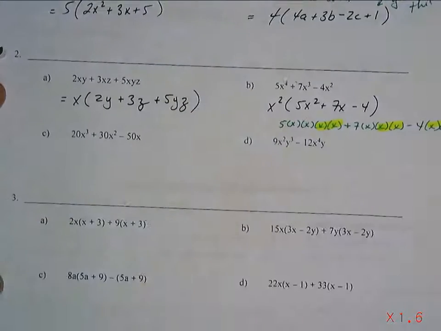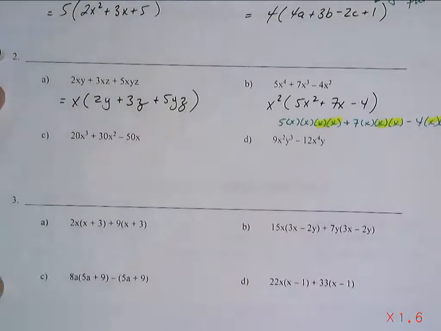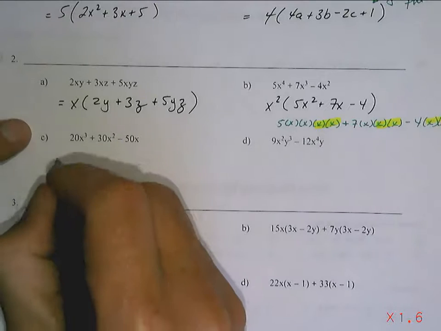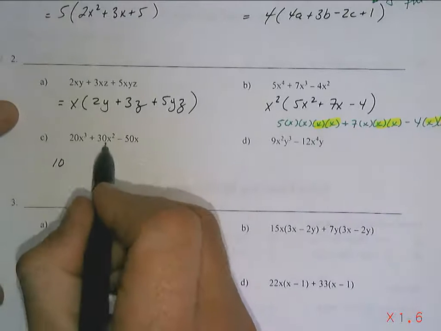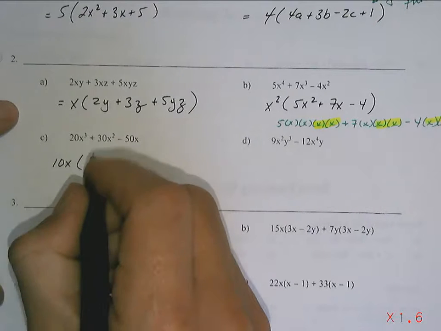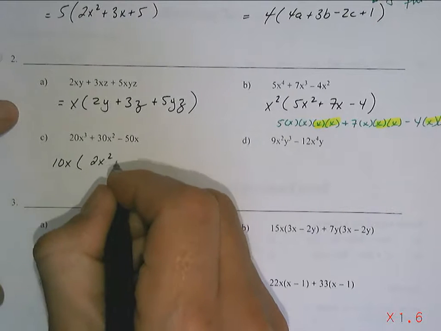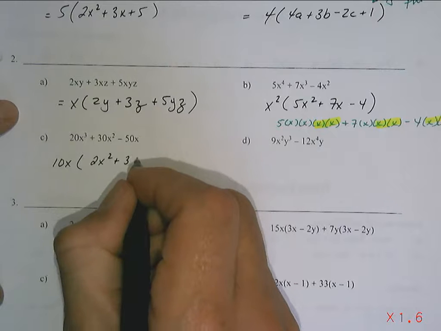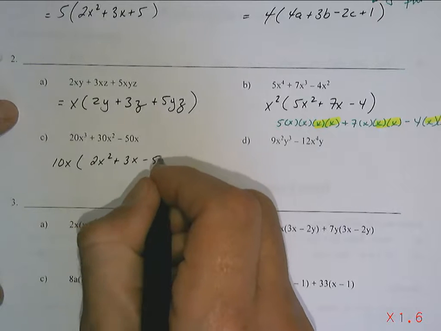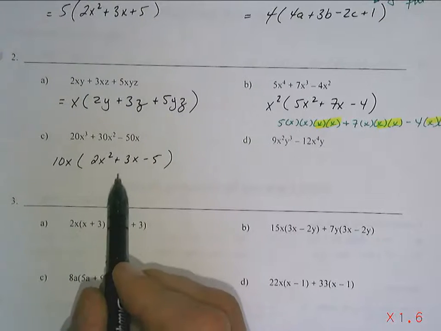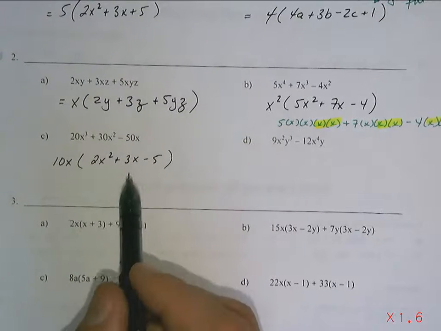Number 2c: 20, 30, 50. Well, they can all be divided by 10. X cubed, x squared, x. I can take an x out of all of them, so it's going to leave me with 2x squared plus 3x minus 5. Now, we stop there. That's it for common factoring.